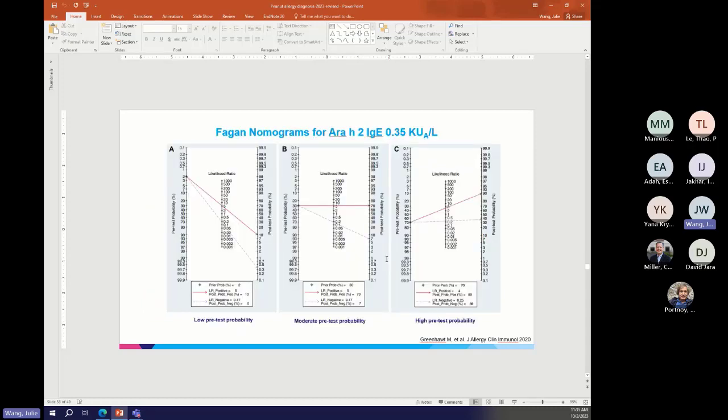And so we can see that here in these Fagan nomograms for the RH2 IgE with the cutoff of 0.35. So again, at the extremes, they're going to make a little bit of a difference, but we probably knew the answer before testing was done. But in this moderate pretest probability group, having a detectable RH2 can raise your pretest probability from 30% to a much more convincing 70%.